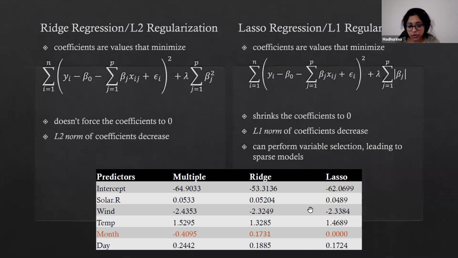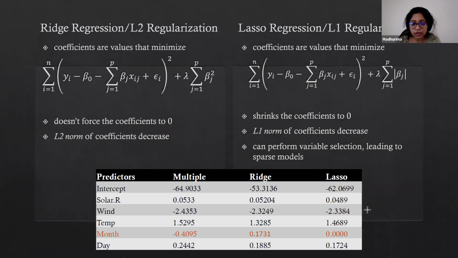But when I do a lasso, I see that month has gone down to zero. So this is what lasso does. It tells you that we're probably overfitting with the month here. So maybe making it zero will give me a better result. And it also reduces all the other coefficients.